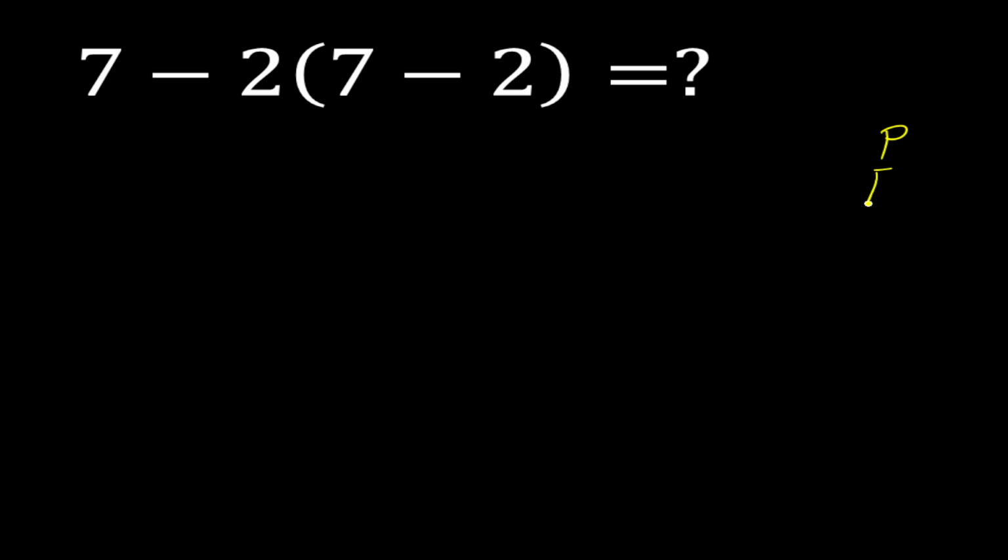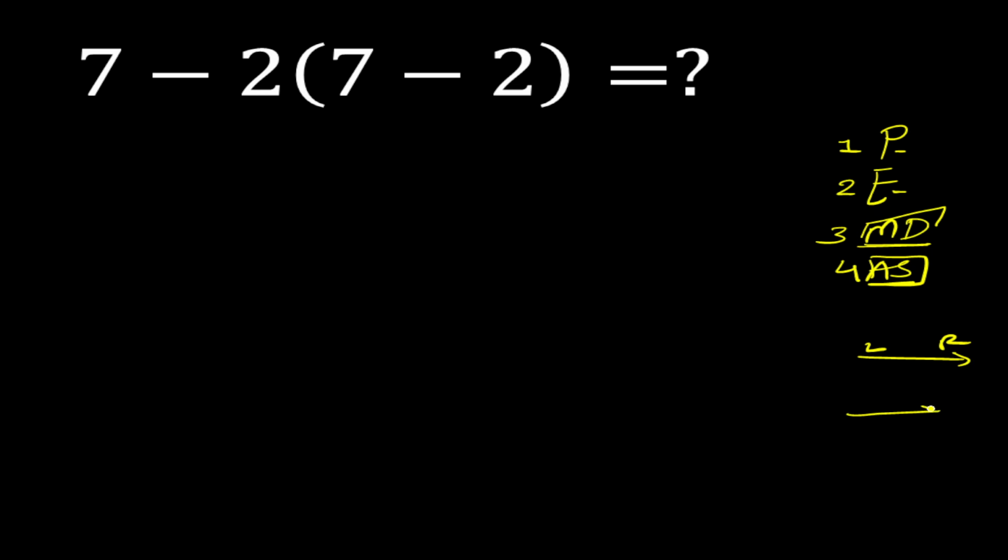PEMDAS, P-E-M-D-A-S. According to PEMDAS, first priority is parentheses, second priority is exponents, third priority is multiplication and division. Here multiplication and division both have equal priority, so we have to solve it from left to right. Fourth and last priority is addition and subtraction. Also addition and subtraction both have equal priority, so we have to solve it from left to right.